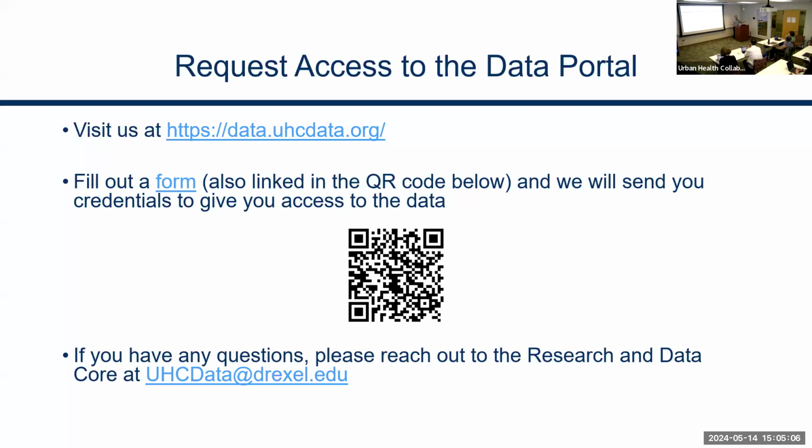All right, so finally, last bit. You can request access to the data portal if you would like. You can visit us at data.uhcdata.org. We have a link to a form up there that is also in this QR code right here if you want to scan it real quick. It'll ask you a question like, do you work at Drexel? And if the answer is yes, then we'll give you access. So if you have any questions, please reach out to the Research and Data Core at uhcdata@drexel.edu.